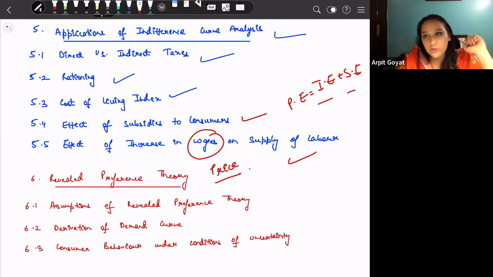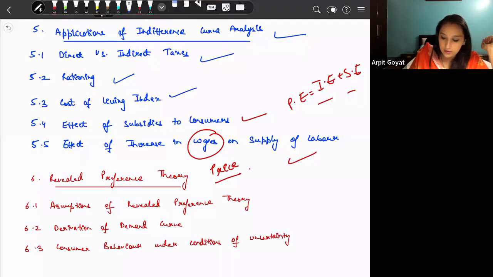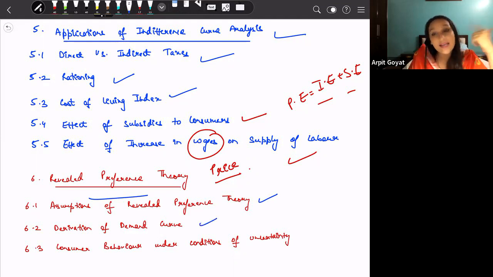Third theory in consumer demand theory is the revealed preference theory. Now again we will first discuss the assumptions of revealed preference theory. We will discuss the derivation of demand curve with the help of this theory, and then we will discuss consumer behavior under the conditions of uncertainty.